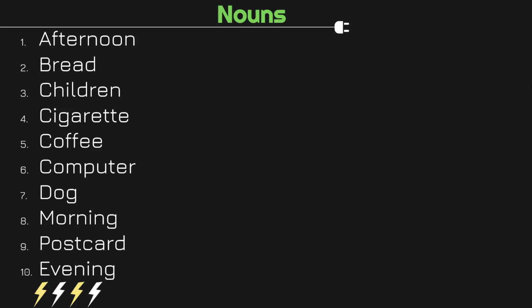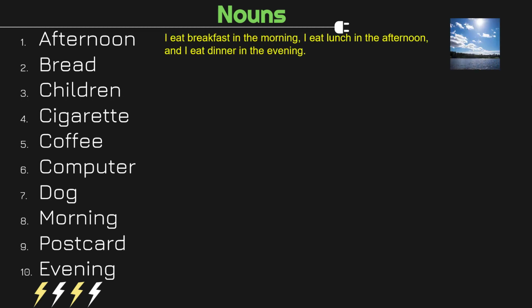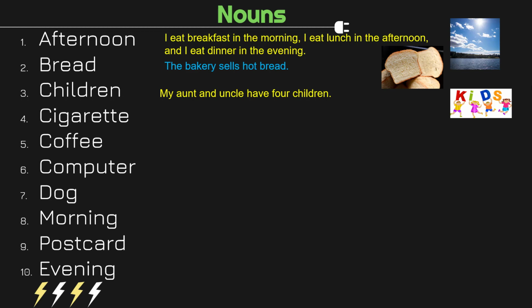Nouns. We can see some examples of daily used words as nouns. Afternoon. This means the middle part of the day. I eat breakfast in the morning, I eat lunch in the afternoon, and I eat dinner in the evening. Bread. It is a common food made from flour. The bakery sells hot bread. Children. Means the sons or daughters of someone, plural of child. My aunt and uncle have 4 children.